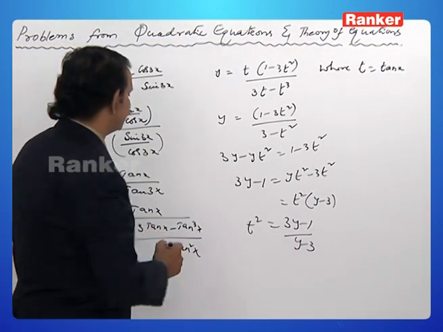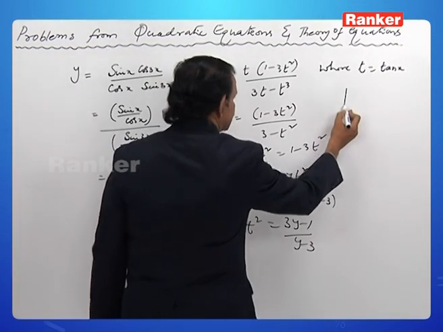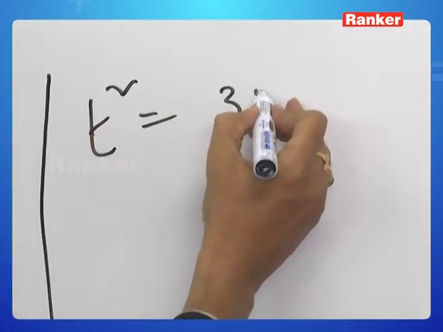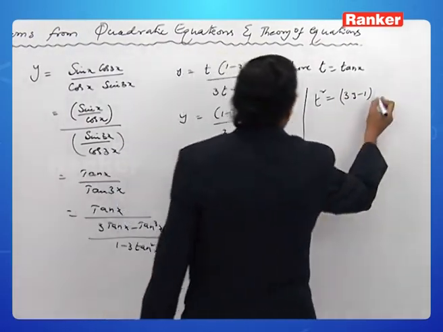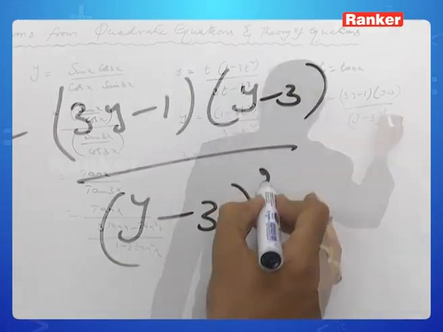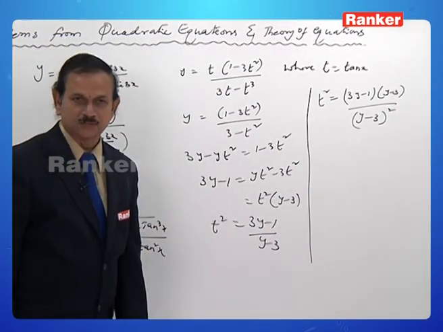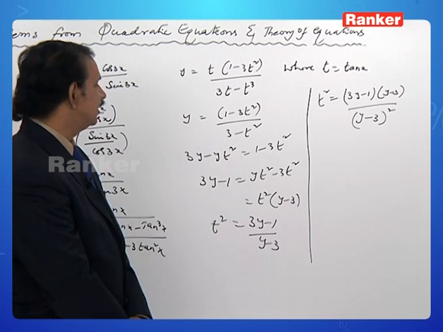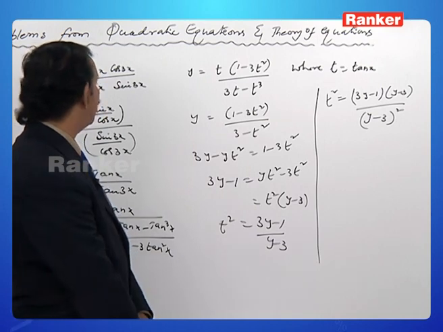T square is equal to 3y minus 1 by y minus 3. This can again be taken as t square is equal to 3y minus 1 into y minus 3 by y minus 3 whole square. I have multiplied both the numerator and denominator by y minus 3. Well, we know something about t square. What is t square? It is non-negative. As it is a perfect square, it is absolutely non-negative.